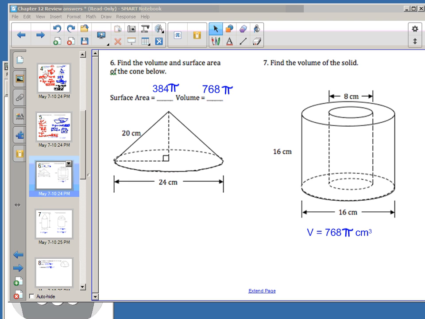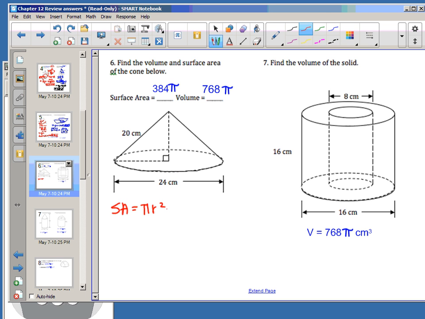All right, moving on to page 3. We have another cone here. So the surface area again for a cone is going to be pi r squared plus pi r L. Okay, we can find the surface area actually without calculating anything.